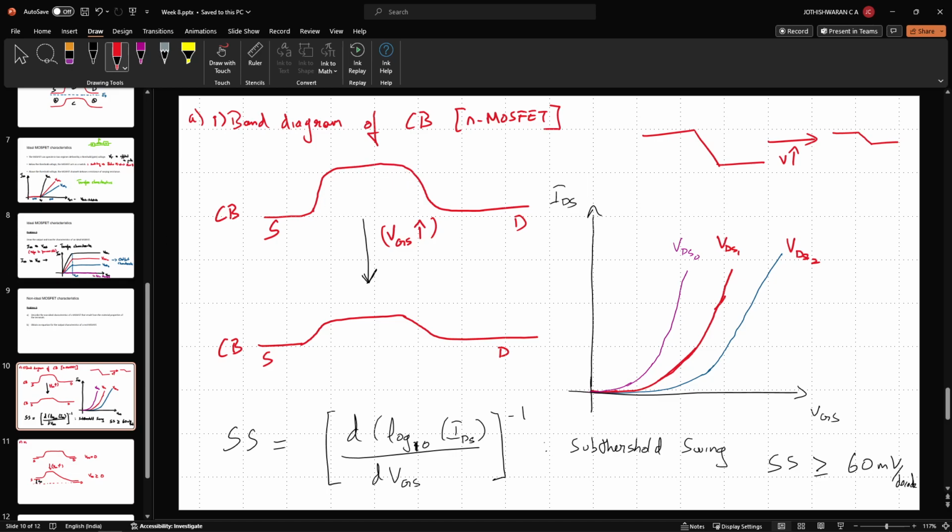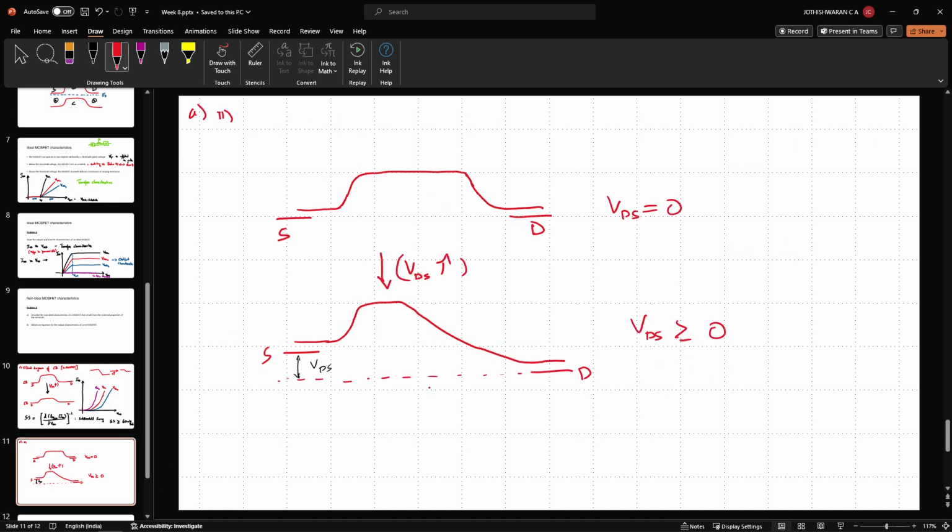But because of the non-zero drain voltage, this barrier is also kind of getting dragged down, because see, for much of the channel length, the barrier, I mean, it can even be this low. So it will keep getting dragged down constantly.